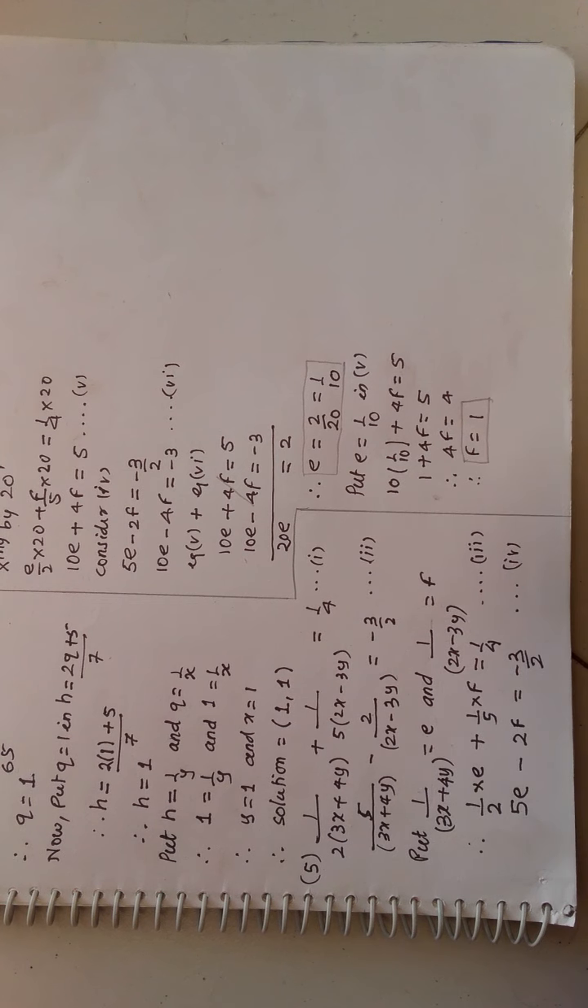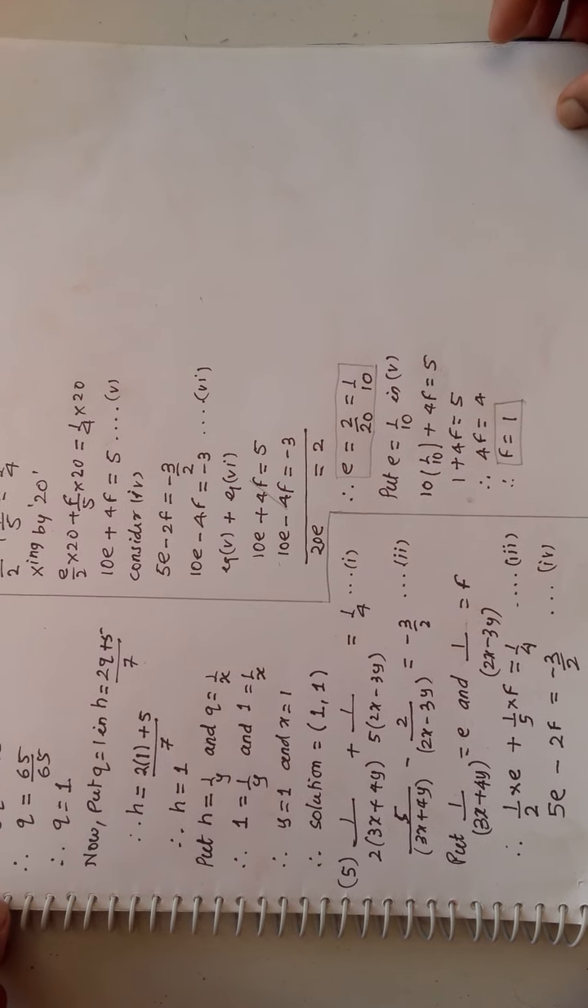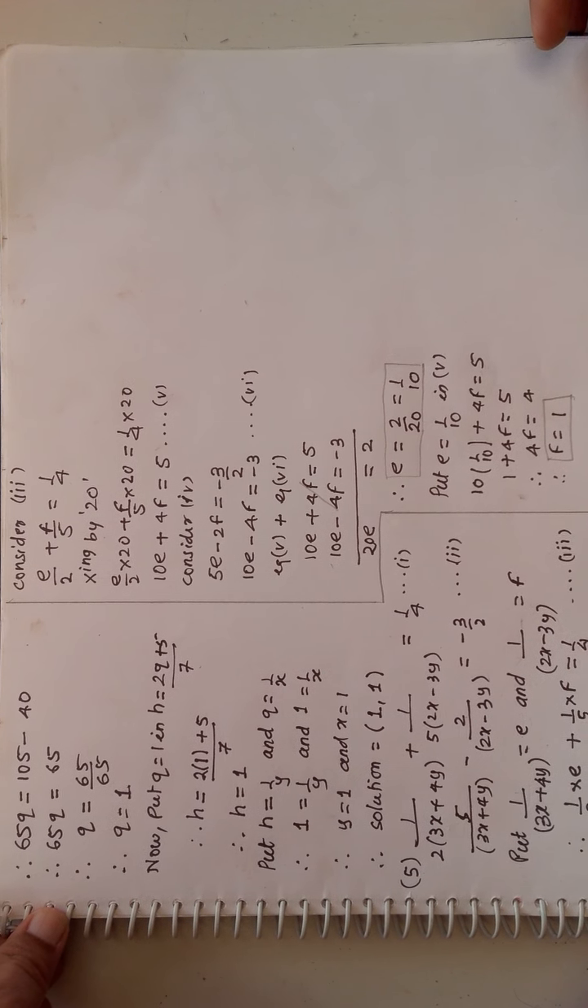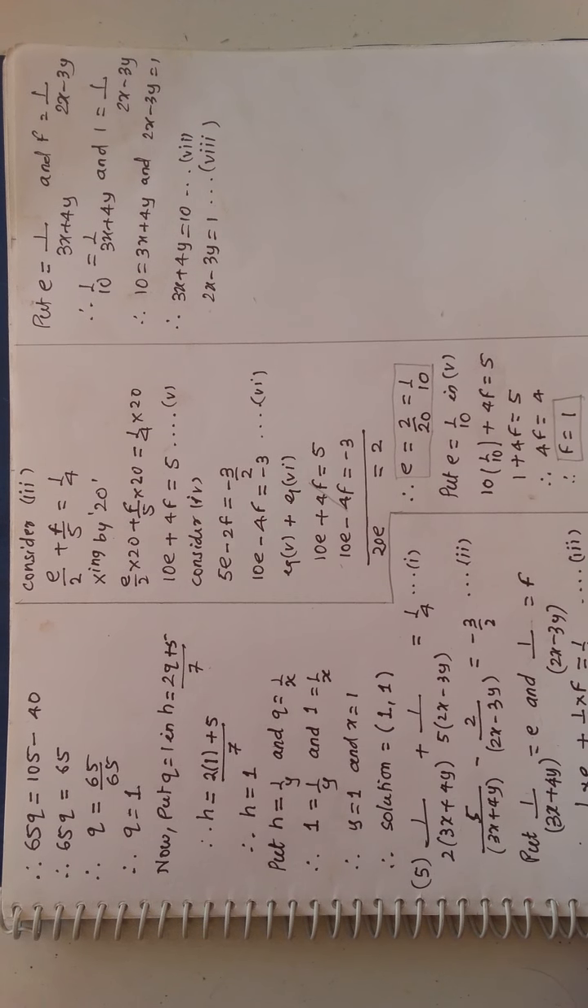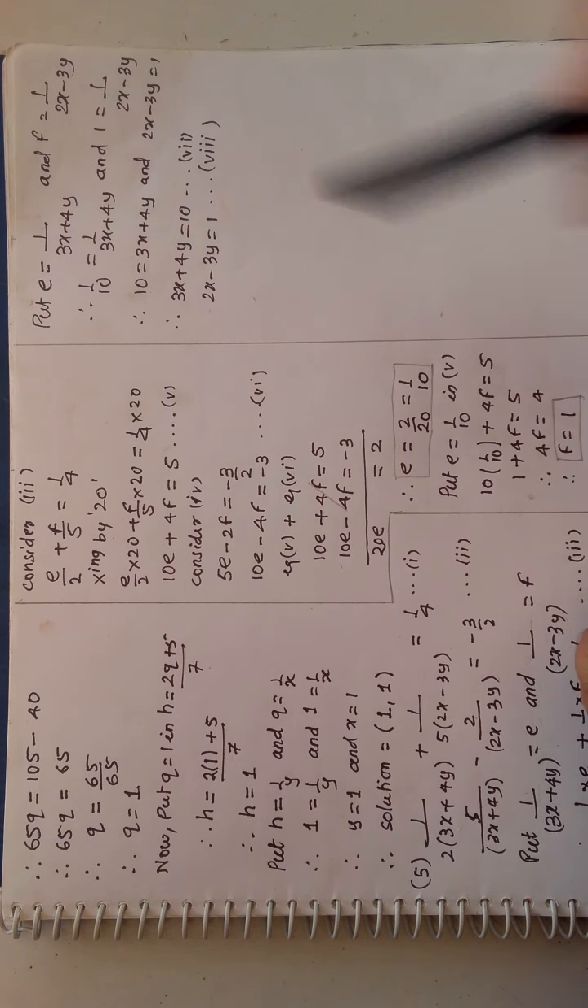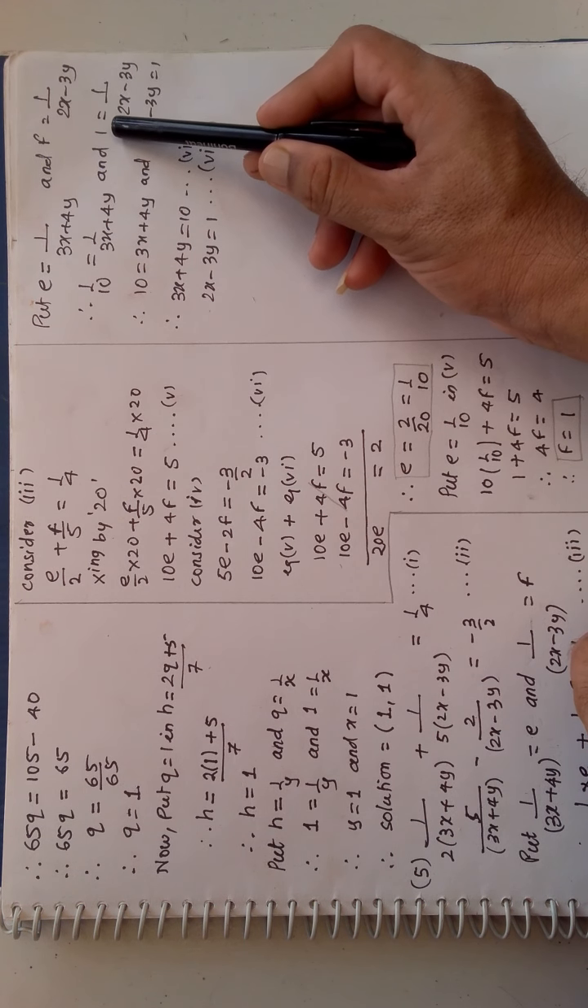Now you will feel that the last golden statement has come and everything is completed now. No, your final line is still remaining. That is your conclusion of E and F. Where did this come from? E and F are not there at all, where did they come from? So I have replaced E as 1 upon 3x plus 4y and F as 1 upon 2x minus 3y. So E becoming 1 by 10 and F becoming 1.